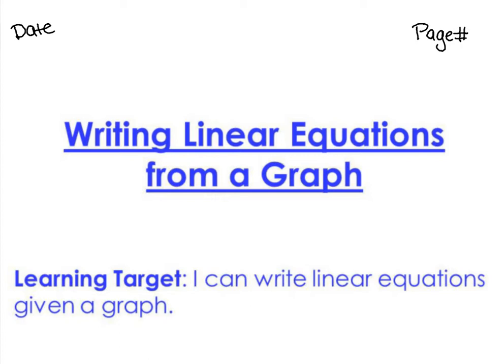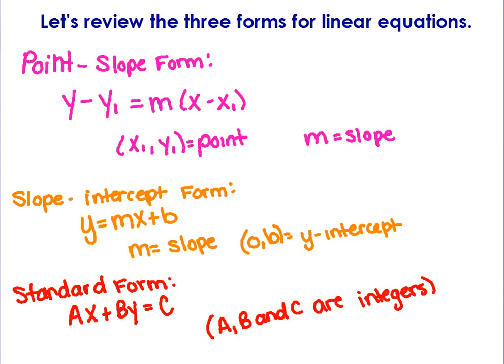And you go ahead and you write down your learning target and all that fun stuff. The next slide is where we talk about all the old forms, point slope form, or all the three different forms that you can write a linear equation. What you've done in the past is you've been given an equation in one of these three forms and you have graphed it. So we are basically working backwards.